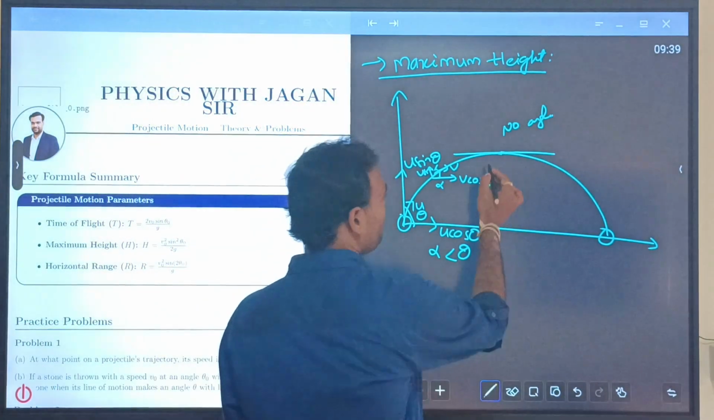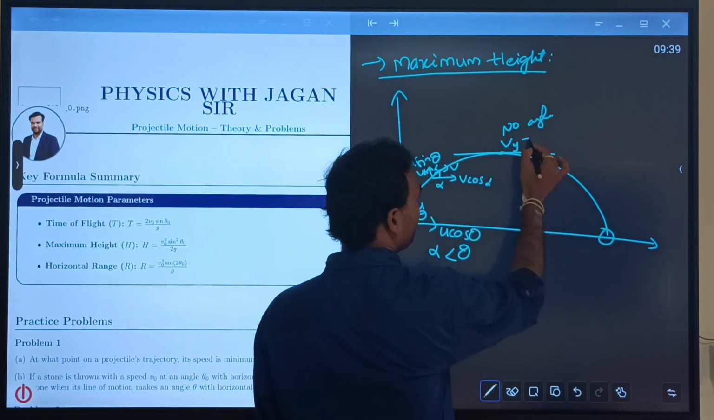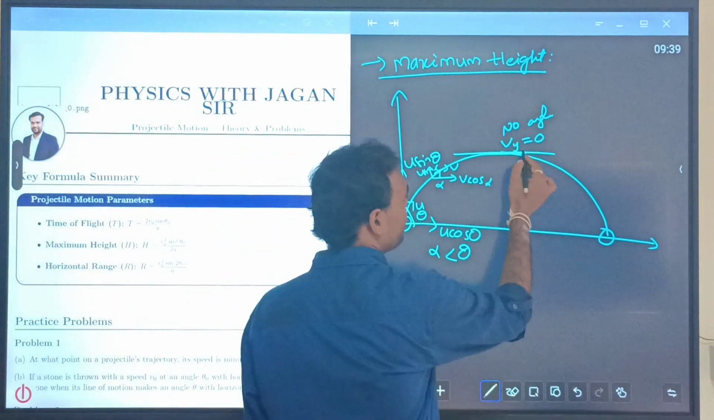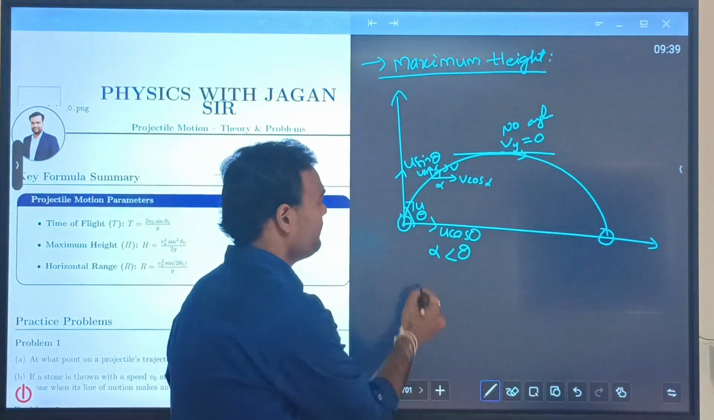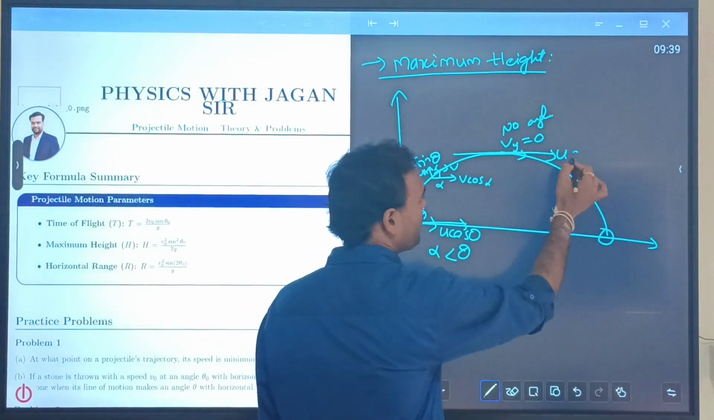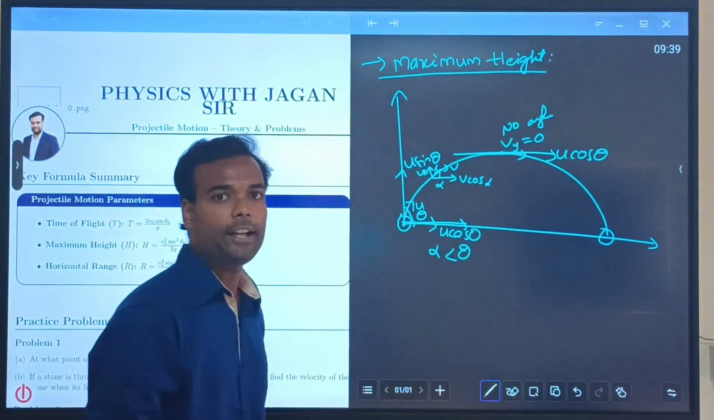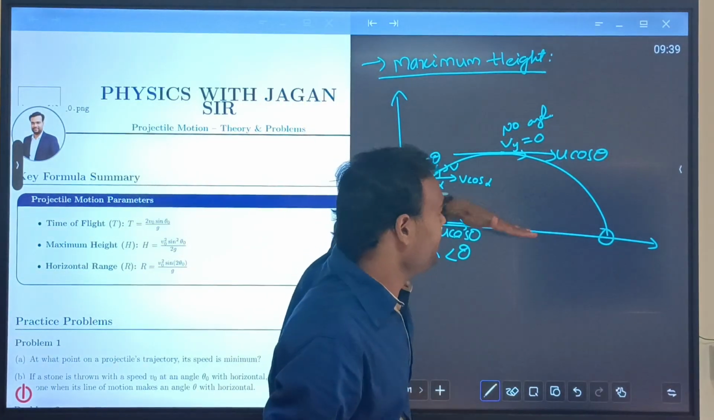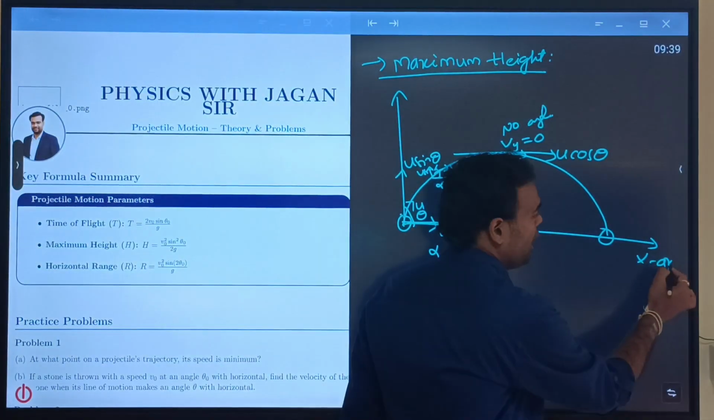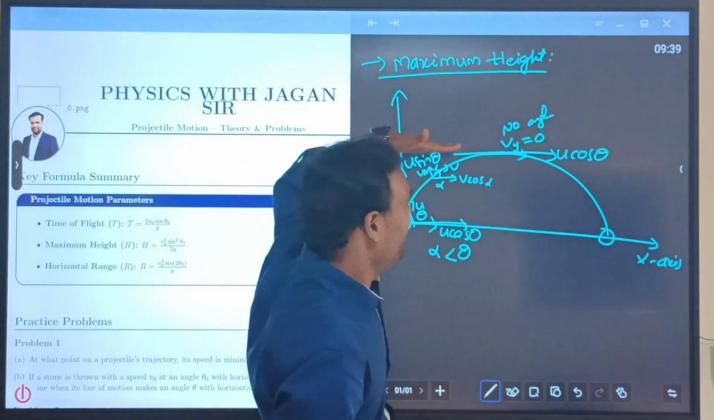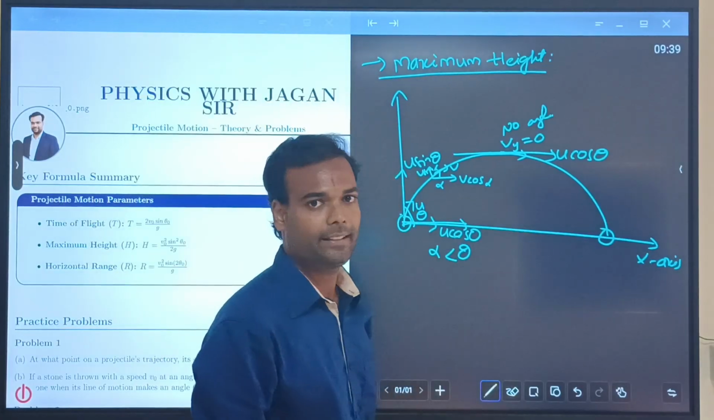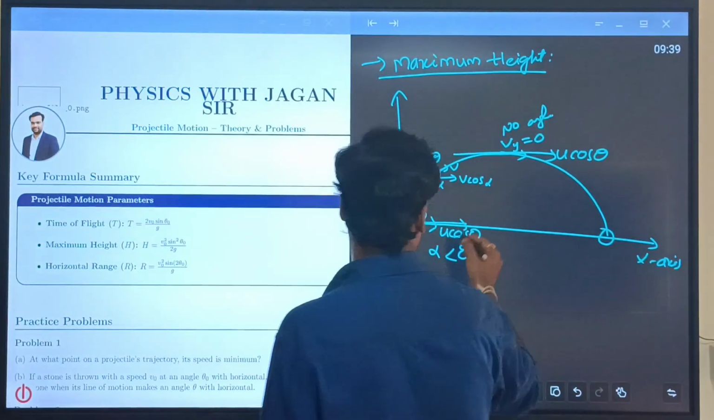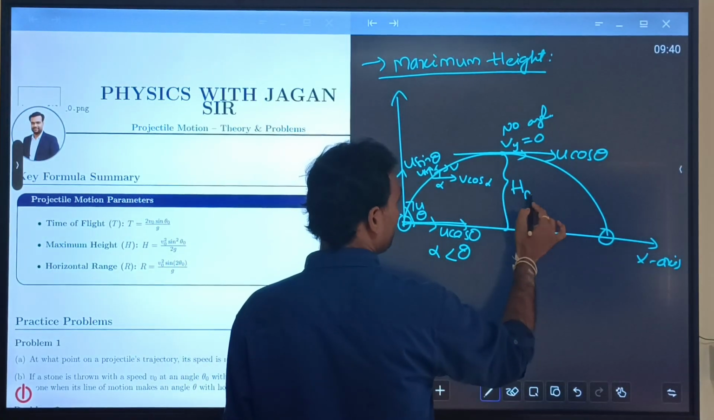Then at this point the velocity on the y-axis is equal to 0. Velocity on the y-axis is 0, and velocity on the x-axis will be equal to u cos theta, because this component remains present, but there will be no y component here, because it is exactly traveling parallel with respect to the x-axis. When the object is at the topmost point, obviously it should travel parallel to the x-axis, so it does not contain any y-axis velocity component at the topmost point. Then this is the maximum height.